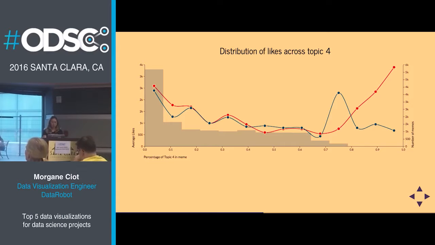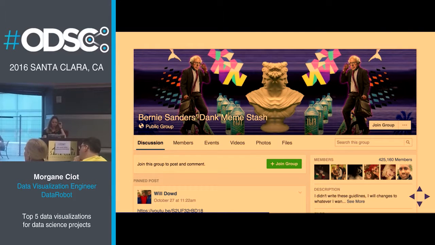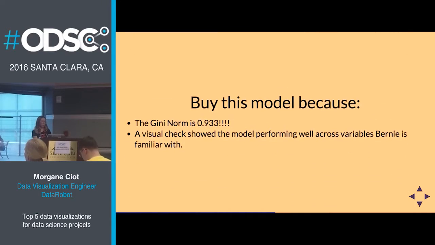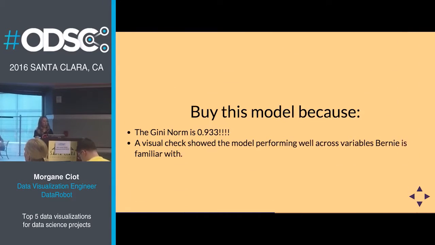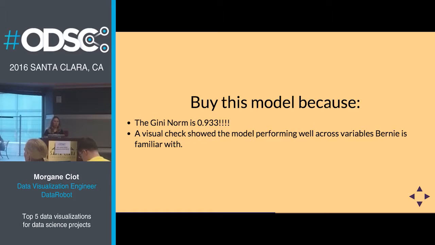So let's say that you're trying to sell these models to Bernie Sanders. Bernie Sanders' political machine, Bernie Sanders' dank meme stash, only wants to release memes that they're sure are going to get a high amount of likes. So is Bernie going to buy your model because the Gini norm is a really nice value? Or is he going to buy it because a visual check showed that the model was performing well across variables Bernie is familiar with? So I think we all know the answer to this, right?